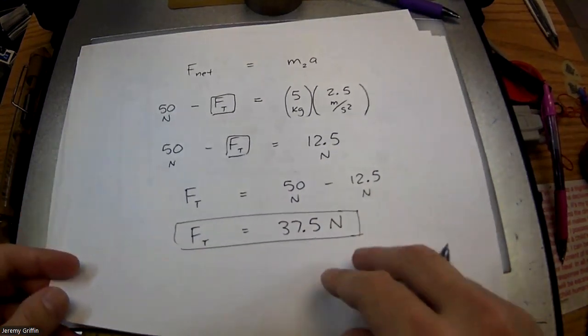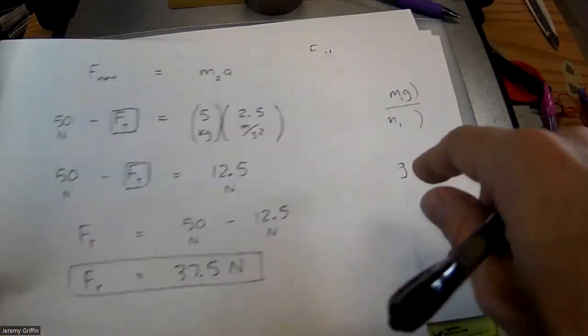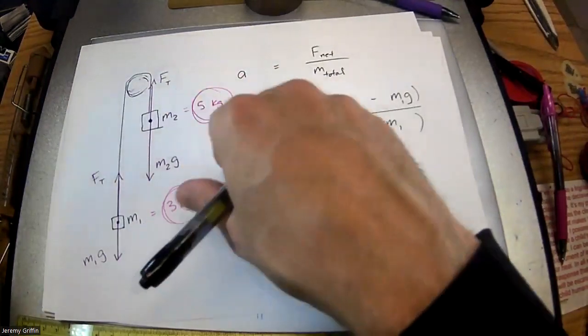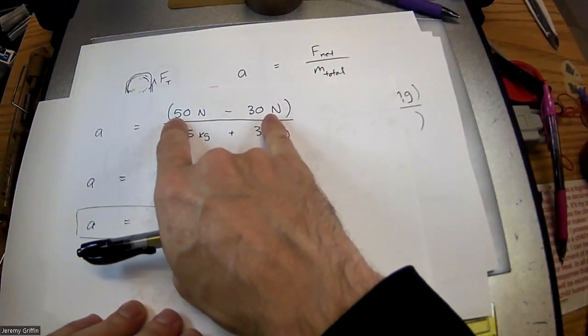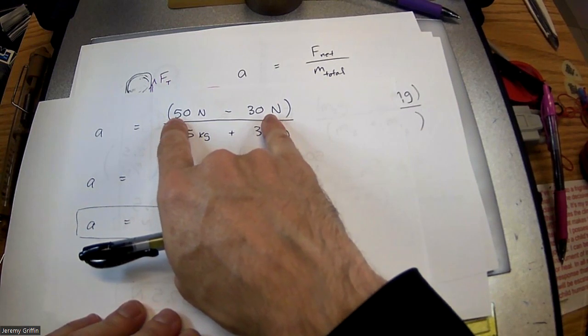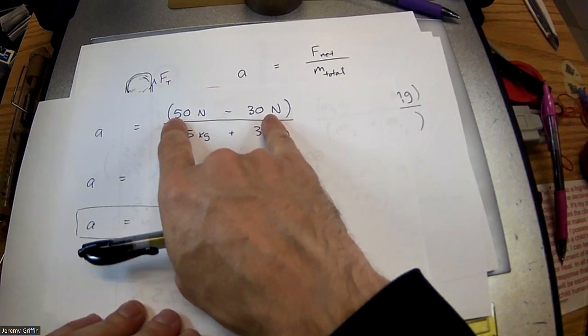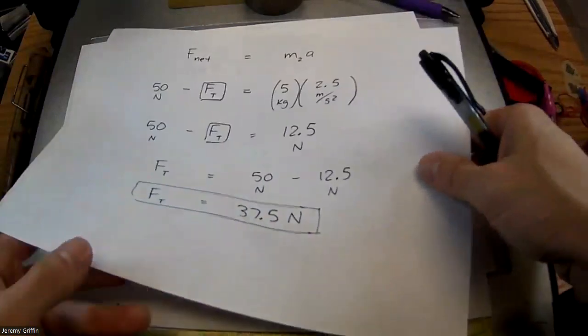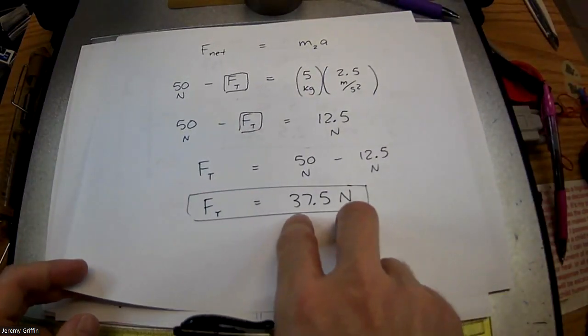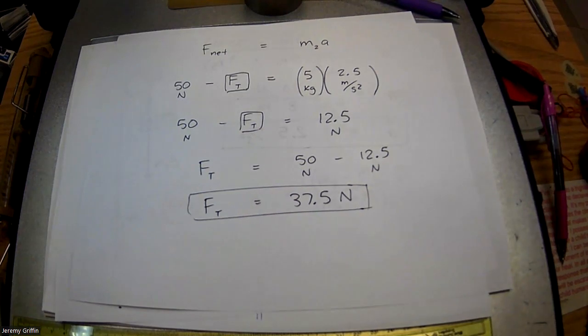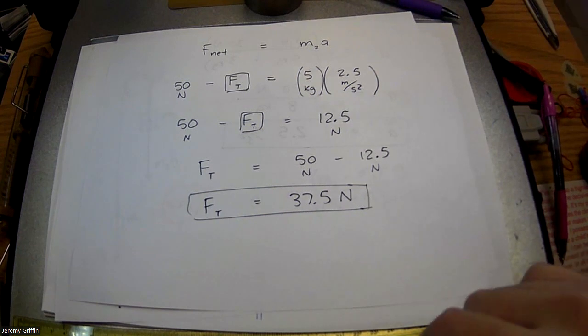Remember, even before we started plugging and chugging or setting anything up, we said it has to be between 30 and 50. Right? It has to be between these two. That's the only thing that makes sense. That's the only thing that's going to drive the small one up and the large one down, is that it has to be between those two weights. I said it's probably pretty close to 40, maybe not exactly 40 newtons, but pretty close. And in fact, it is. That's pretty close to 40 newtons. Like I said, all good.